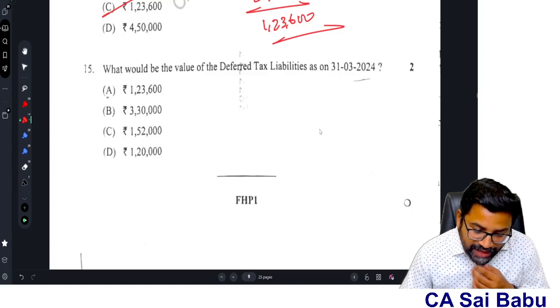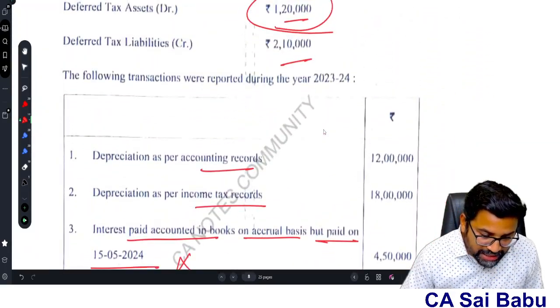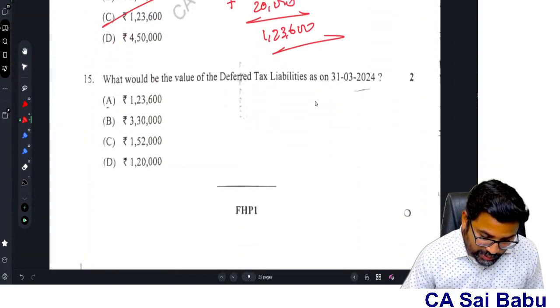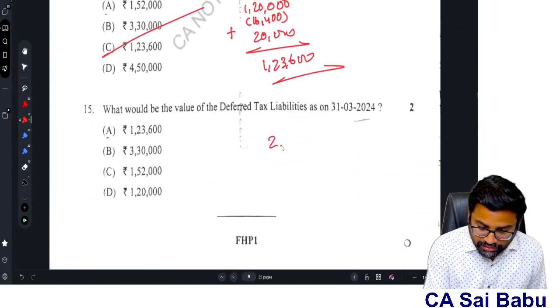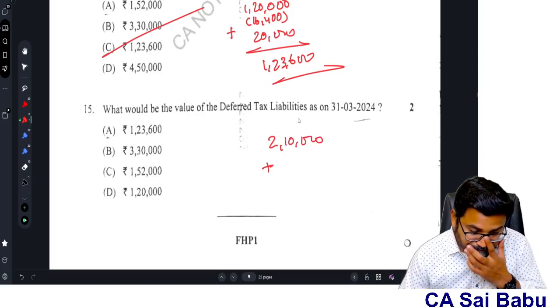Next, what will be the value of deferred tax liabilities as on 31st March 2024? So what is the opening balance of deferred tax liability? 2,10,000. Okay. So 2,10,000 plus what items are giving deferred tax liability?